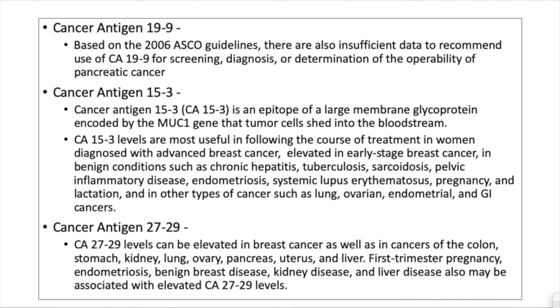Cancer antigen 27-29. Cancer antigen 27-29 levels can be elevated in breast cancer as well as in cancer of the colon, stomach, kidney, lung, ovary, pancreas, uterus, and liver. First trimester pregnancy, endometriosis, benign breast disease, kidney disease, and liver disease also may be associated with elevated cancer antigen 27-29 levels.